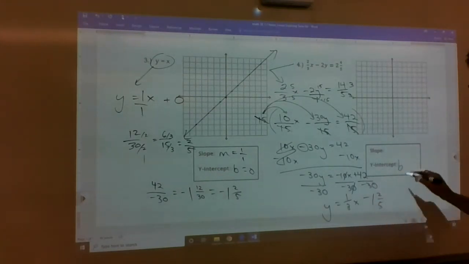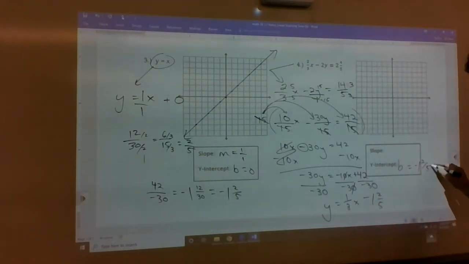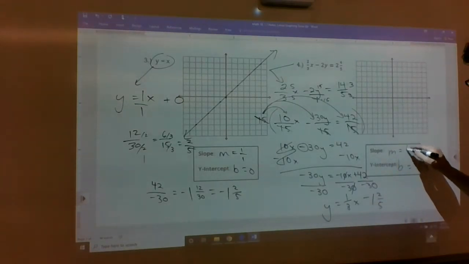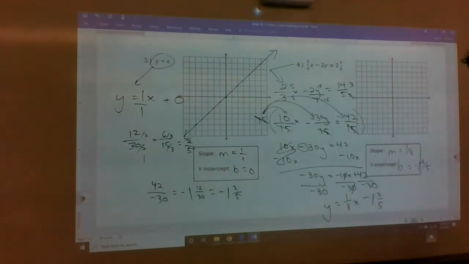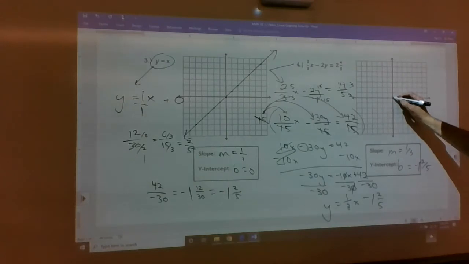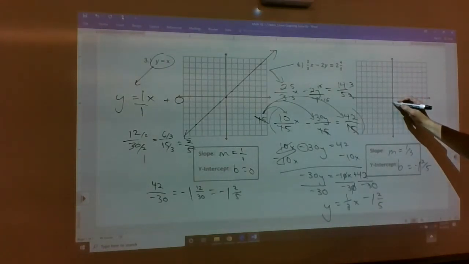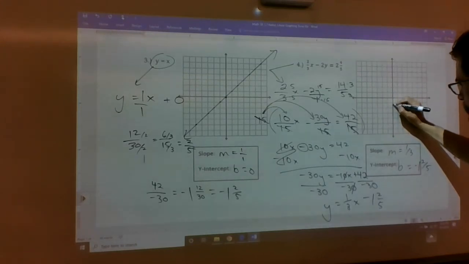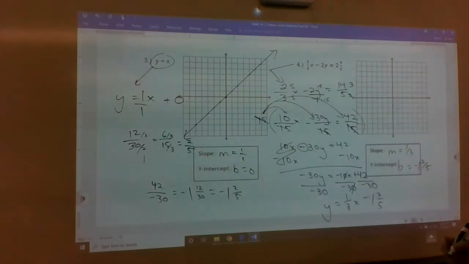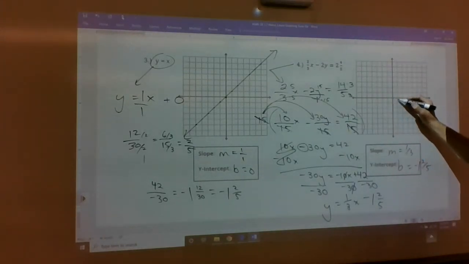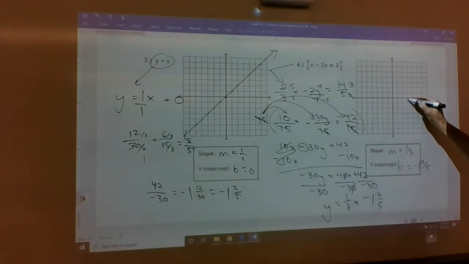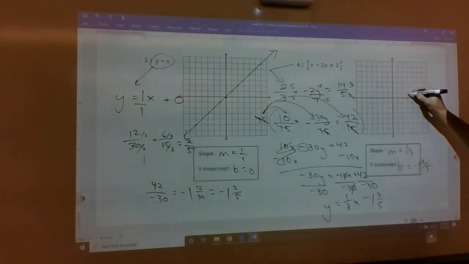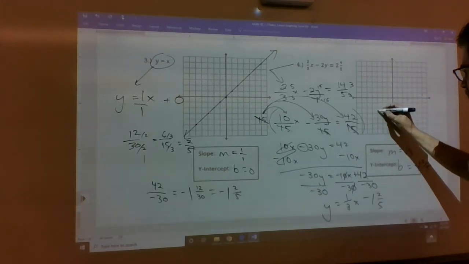So that's our b value. Our m value is 1/3. So start down 1, and then if you think about 2/5 of a block, it's not quite negative half. And then you go up 1, right 3. Or down 1, left 3.